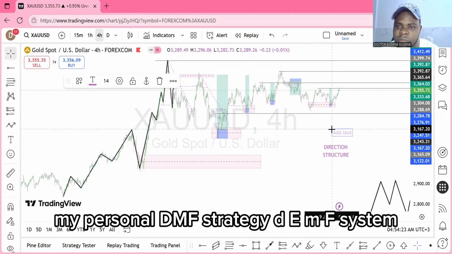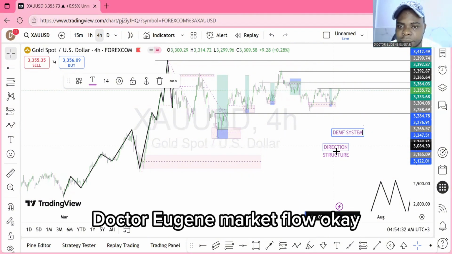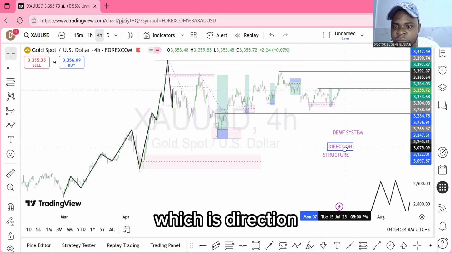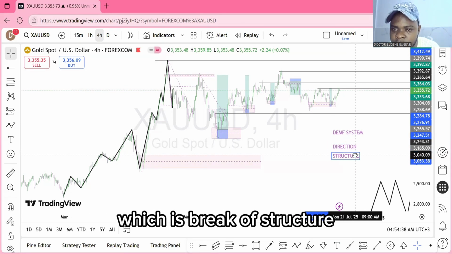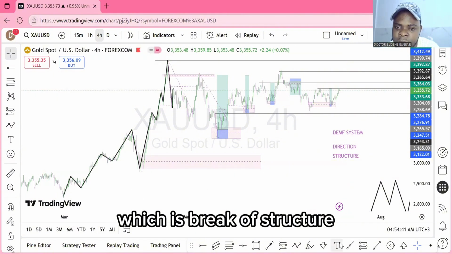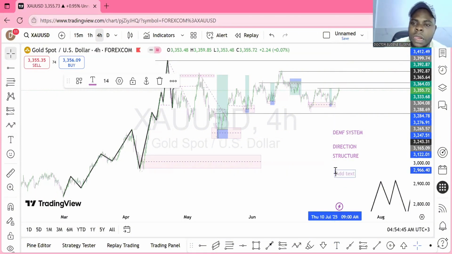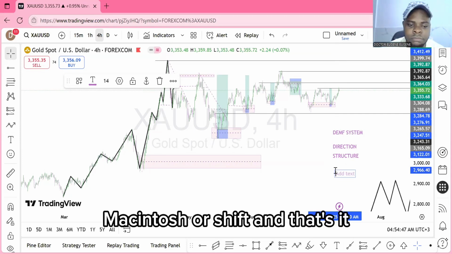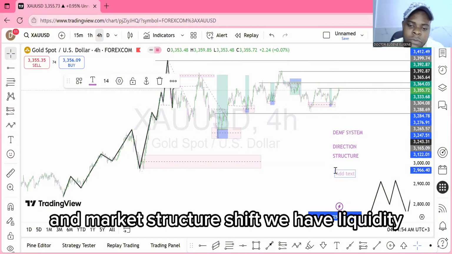My personal DMF strategy, Dr. Eugene Market Flow, which is direction. I've already told you what I look out for in my direction: structure, which is break of structure, double break of structure, market structure shift, and that's it. We have single and double break of structure and market structure shift. We have liquidity.